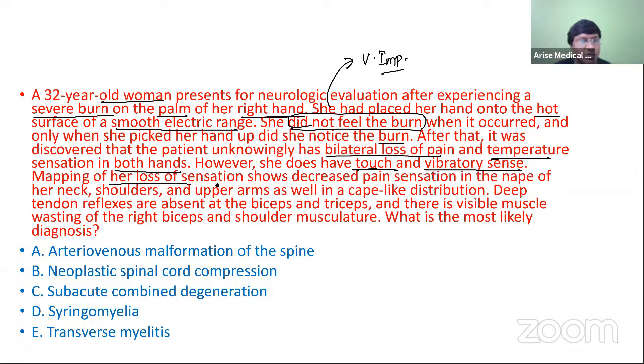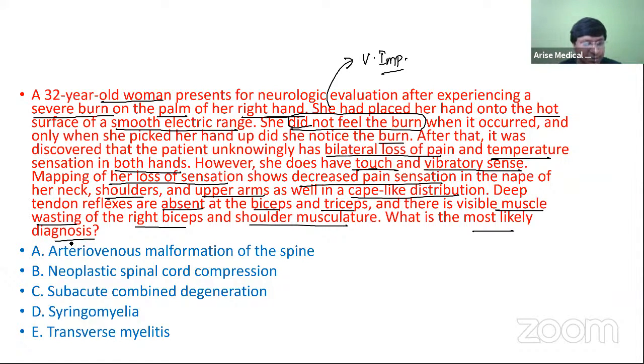Mapping of her loss of sensations shows decreased pain sensation in the nape of the neck, shoulder, and upper arms, in a cape-like distribution. The deep tendon reflexes are absent at the biceps as well as the triceps, and there is visible muscle wasting of the right biceps and shoulder musculature. What is the most likely diagnosis?